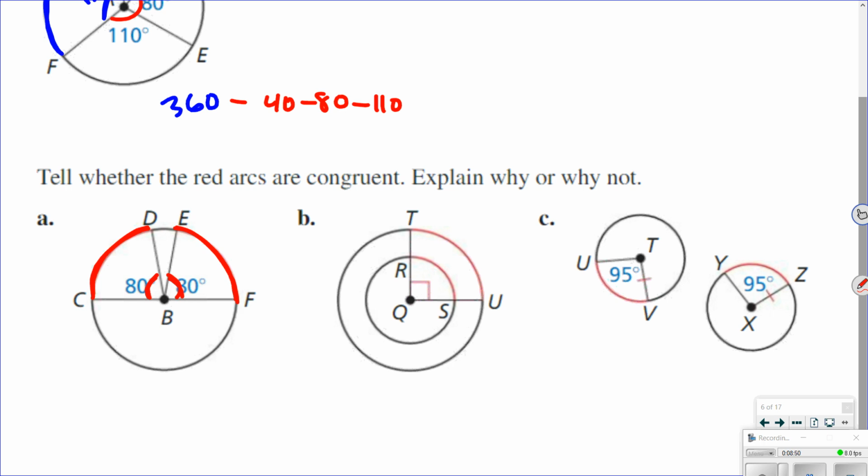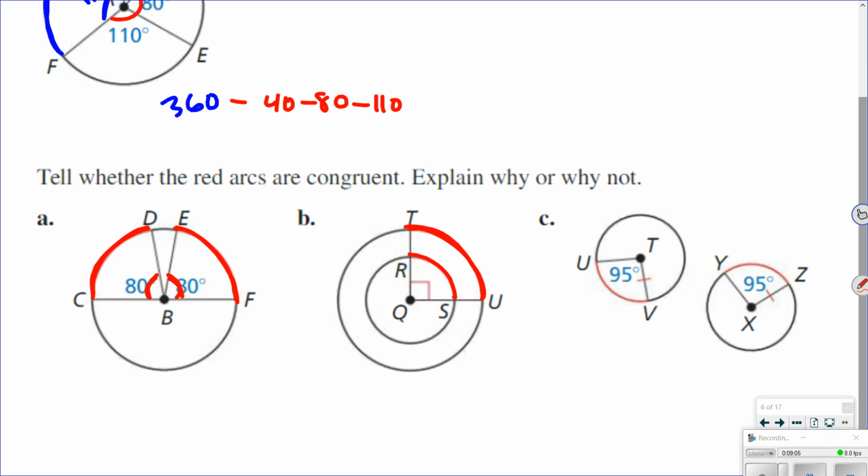Just be careful. On this one, I have two different circles, right? The measure of that arc in degrees is 90 degrees. The measure of that arc is 90 degrees, but those are not congruent, right? This circle is bigger, so that arc is longer. So the circles have to be the same size.